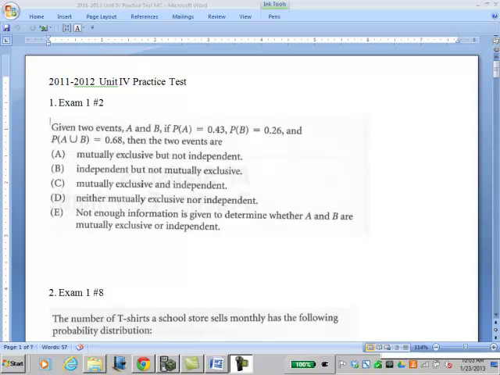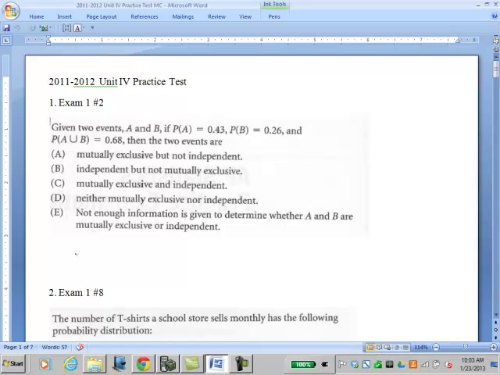Here it is. Okay. So we have two events, A and B. If probability of A equals 0.43, probability of B is 0.26, and A or B equals 0.68. Now they're asking you, are they mutually exclusive or independent? Those are the two issues that are coming up. Okay? Well, what do you know?